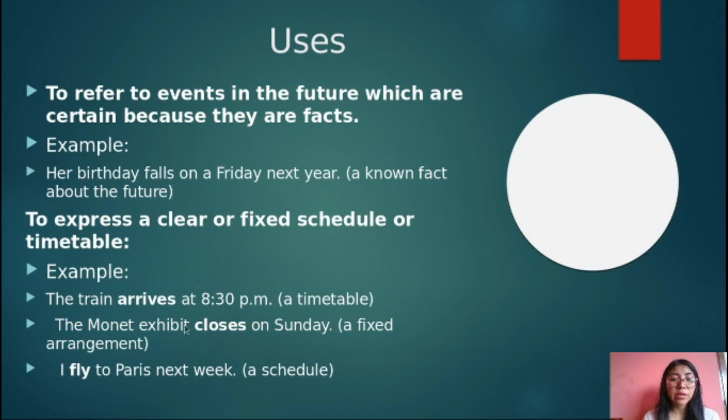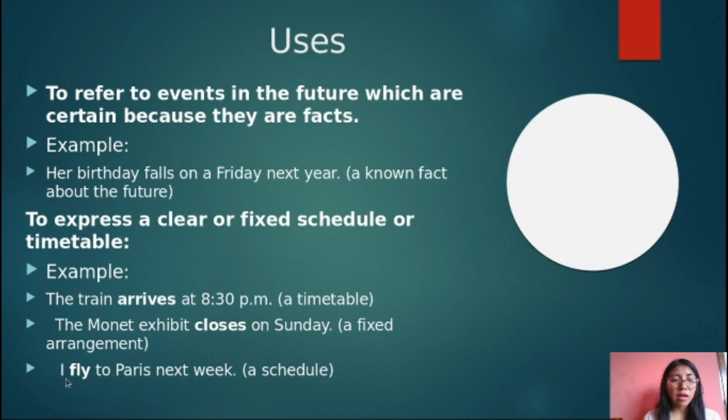The second use is to express a clear or fixed schedule or timetable, okay? In this case we are going to use it in order to speak about a future event at a specific time. For example, the train arrives at 8:30 p.m. Okay, in this case that is a timetable event. Okay, the second, the Monet exhibit closes on Sunday. Okay, in this case there is a fixed arrangement, because we establish a specific point in the future.